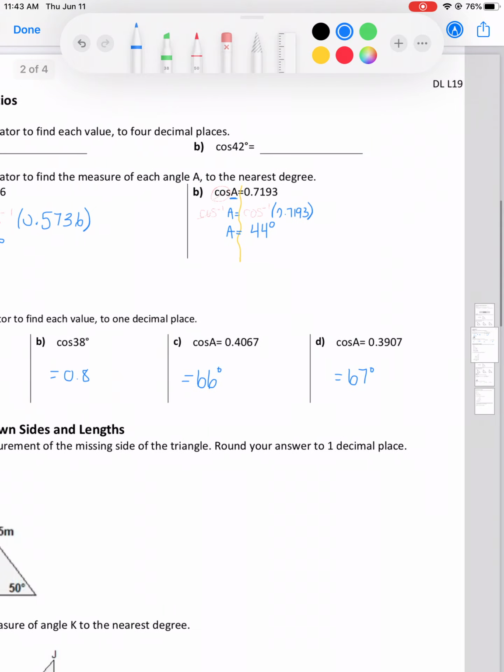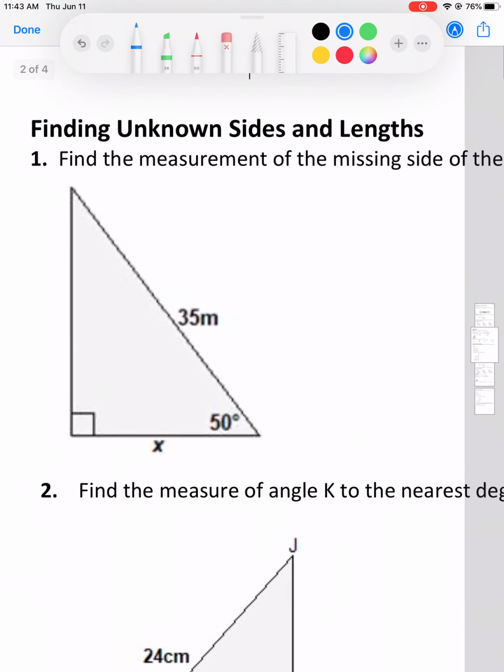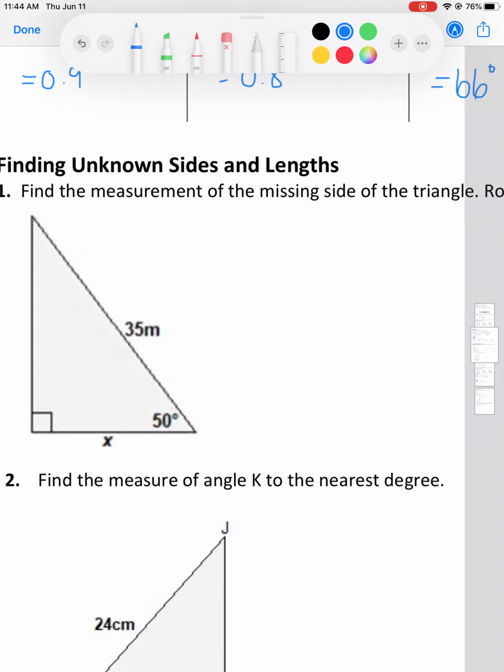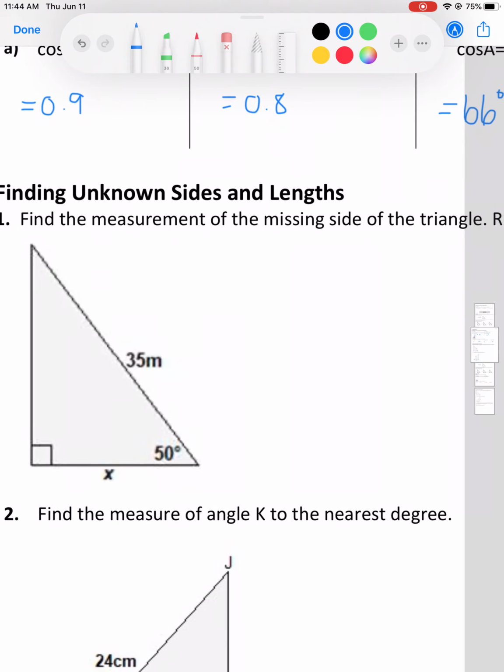Cool. Okay, so finding unknown sides and lengths, so find the measurement of the missing side. So again, this section we are doing cos. When it comes to next week, as I've already stated, guys, I'm not going to tell you which ratio we're using, okay? Oh, pardon me, I did get some coffee on me. So I'm not going to tell you which ratio we're using. So I'm going to show you how to determine which ratio, okay?